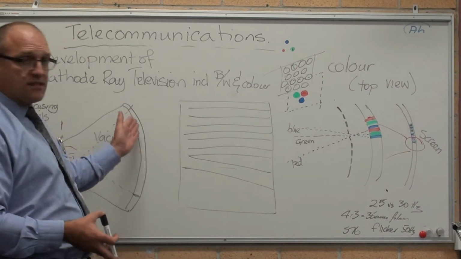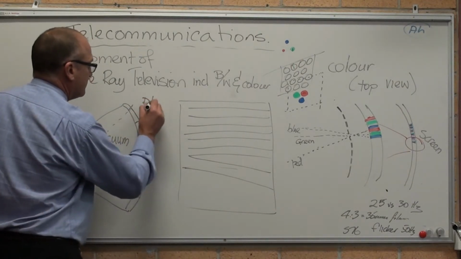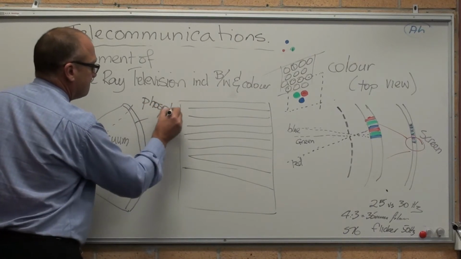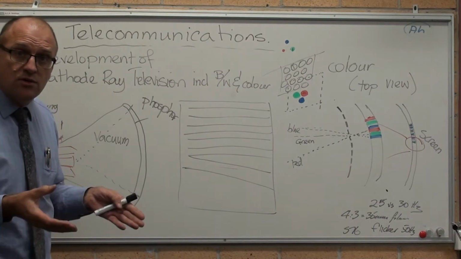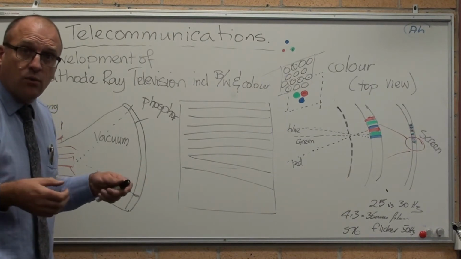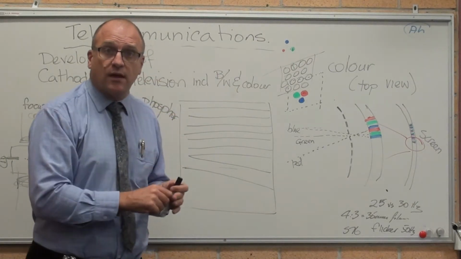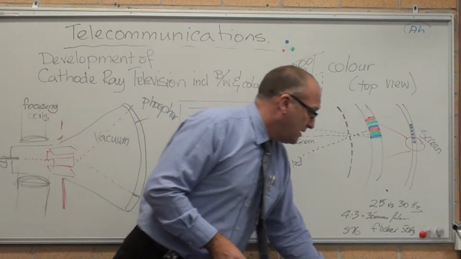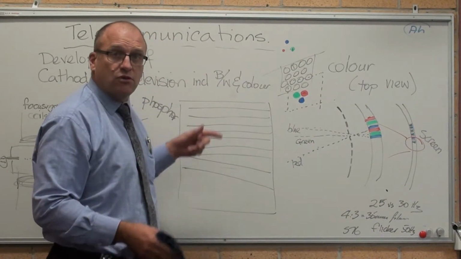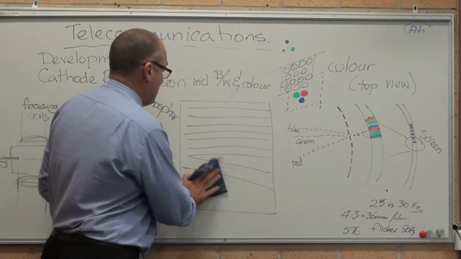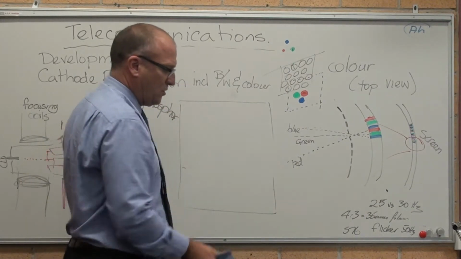On the inside of this cathode ray tube, you put a phosphor coating that glows when the electrons hit it. When it glows, it releases light. Black and white televisions were just a single screen of phosphor coating on the inside of the screen, and it just used to shoot beams of electrons across and draw a picture. How did it draw a picture? Let's have a look at it.